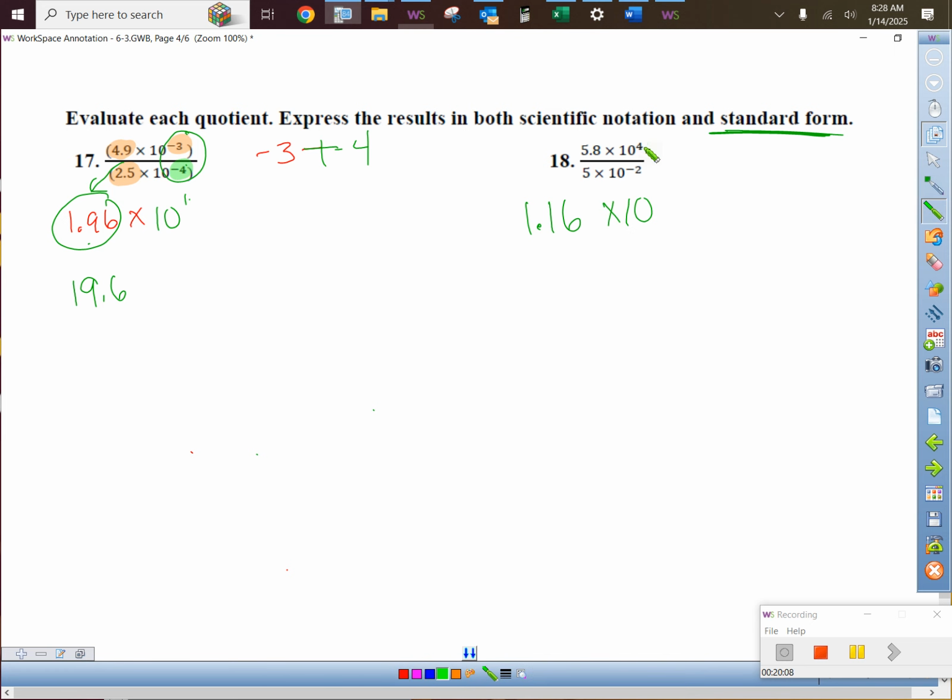Talk to your neighbor about what this should be. You need to subtract those exponents from each other. 4 minus a minus 2. Minus a minus is a plus. So what's it got to be? To the 6th. Are you with me on that? 4 minus minus 2, right? So weird. Then let's put that. Let's go with 4 zeros. 1, 2, 3, 4.